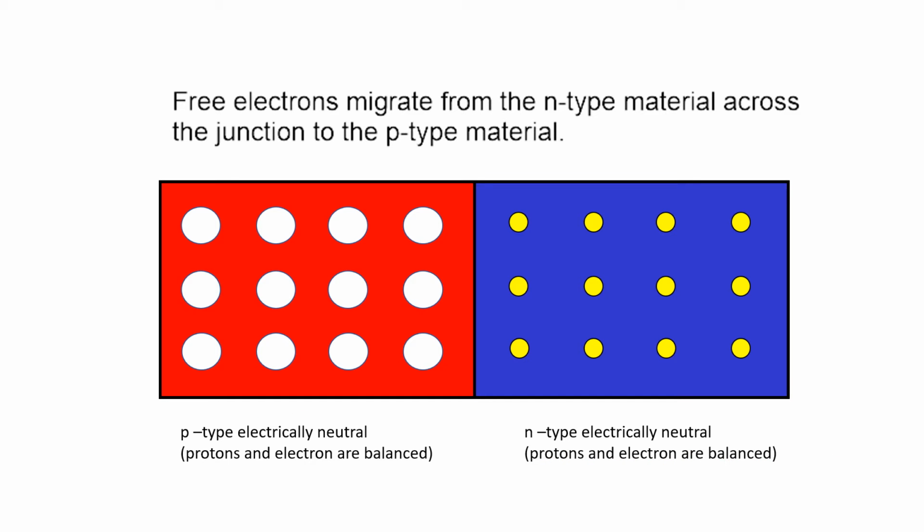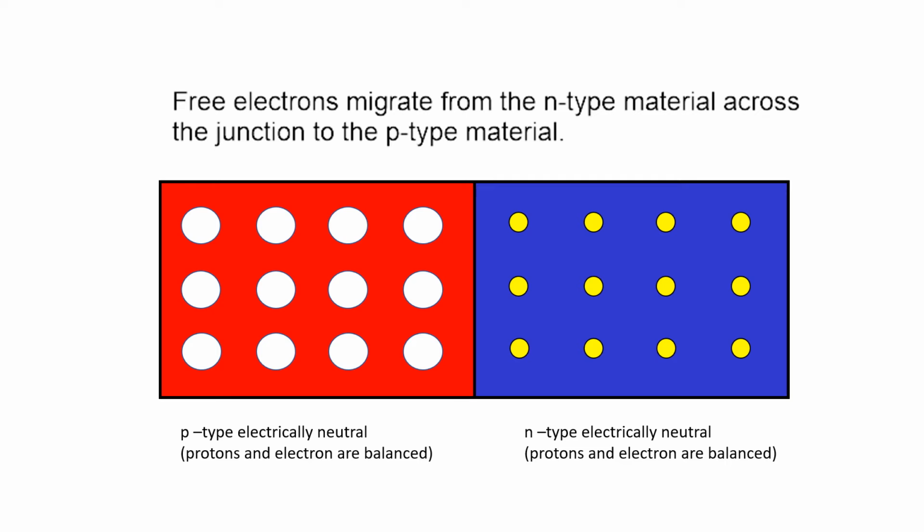This diagram is a representation of a p-n junction wafer. On the left we have the p-type semiconductor, and on the right we have the n-type semiconductor. Remember that the p-type is formed by introducing atoms which have 3 valence electrons in their outer shell. The n-type is made by introducing atoms with 5 electrons in their valence shell.